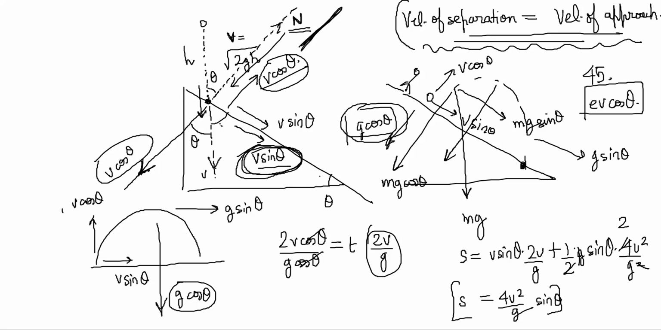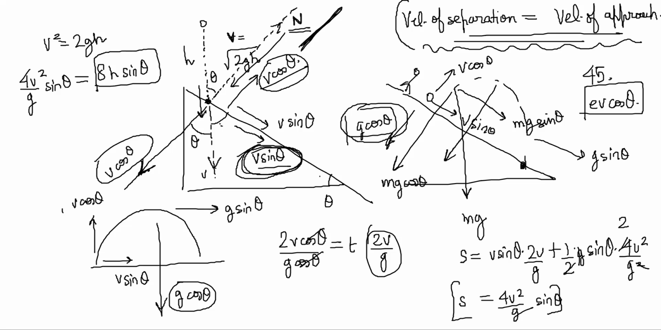Now we know that v square is 2gh. So 4v square by g sin theta will become 4 into 2gh, so 8h sin theta. So that is the answer, 8h sin theta along the incline. In the next question, the only difference is that it comes up with e v cos theta, so time of flight will become 2 e v cos theta by g cos theta, so 2ev by g. Everything else is the same, so just put all the values and you'll get the answer.